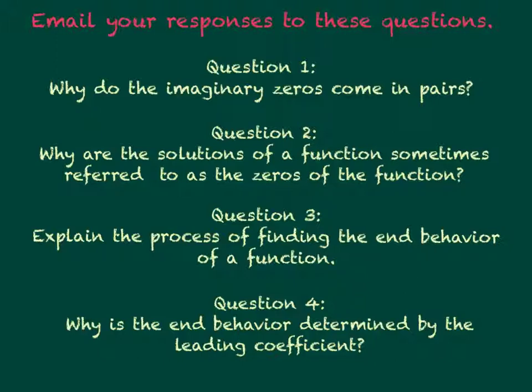So, I have some questions for you to email. Question 1. Why do imaginary zeros come in pairs? Question 2. Why are the solutions of the function sometimes referred to as the zeros of the function? That was a question on the last test. Question 3. Explain the process of finding the end behavior of a function. Make it brief. I don't want convoluted paragraphs. And question 4. Why is the end behavior determined by the leading coefficient?